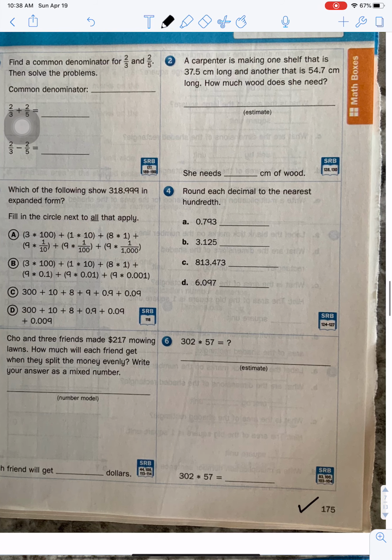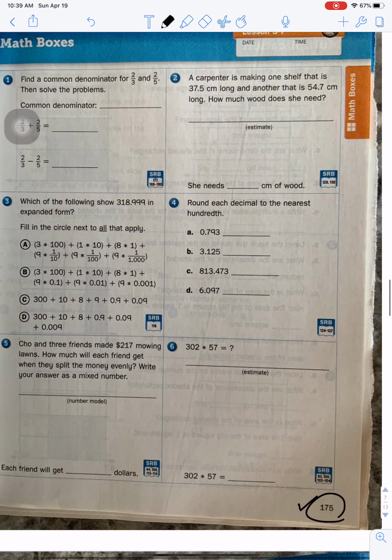This is page 175, the math boxes, and so I'd like you to do these first, and then when you're finished, listen to this video.